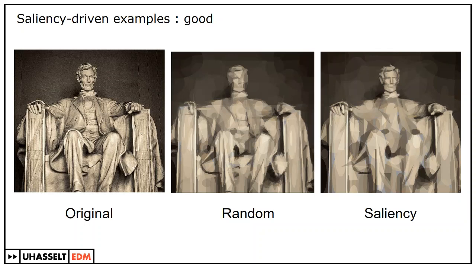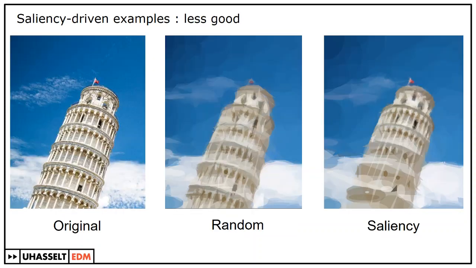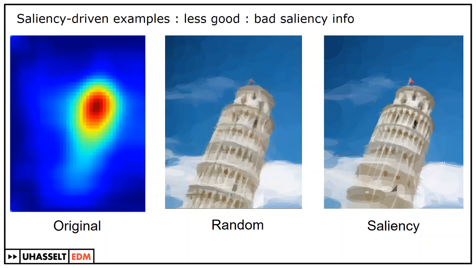This leads us to a couple of less good examples that we have found where we have mistakes made in the algorithm. For example, here, the Tower of Pisa, you can see that the saliency version has a lot less detail towards the bottom of the tower, so you could say that the random version is actually the better one of the two. And the problem here is that the CellNet implementation only identified the top of the tower as actually the main important part of the region instead of the whole tower as a whole.